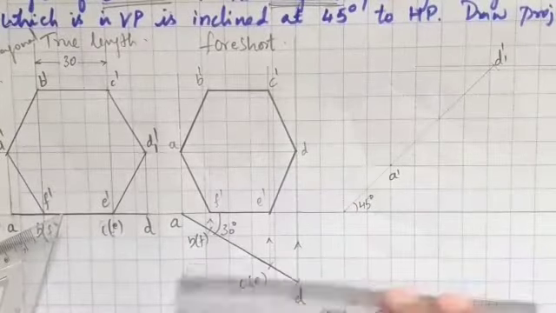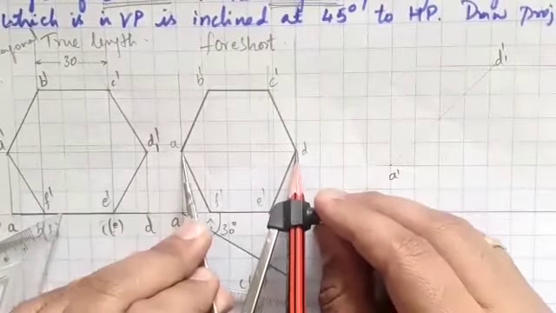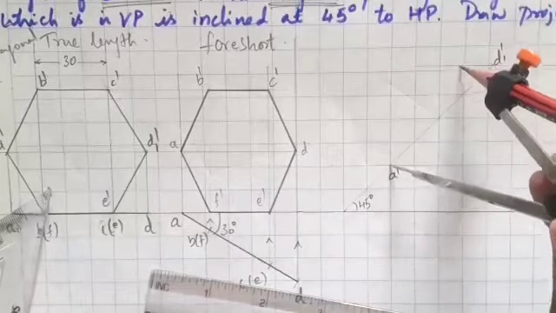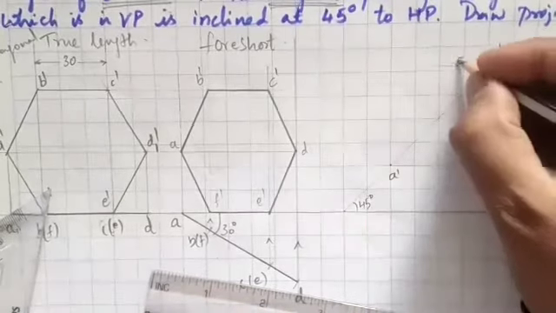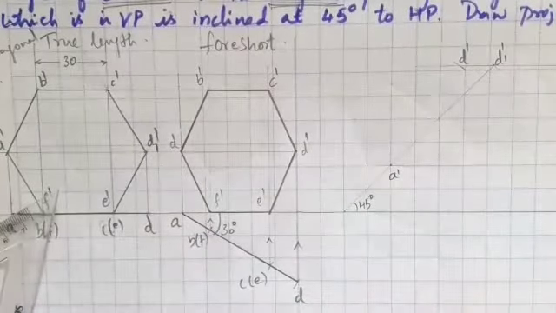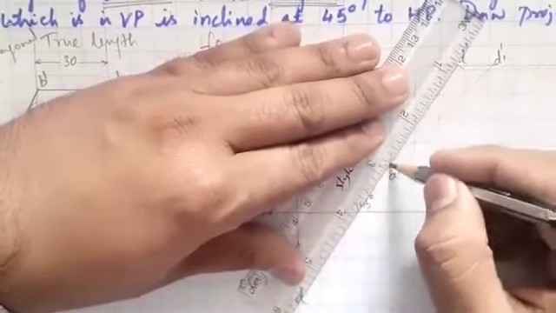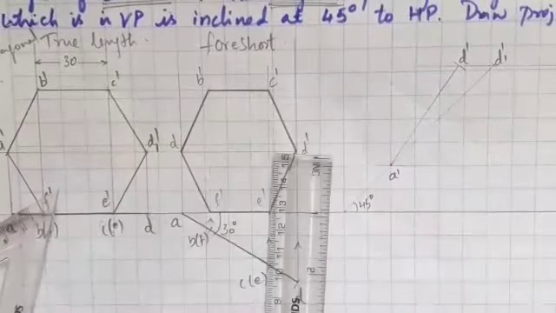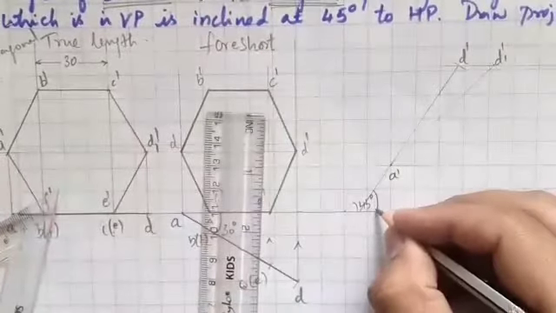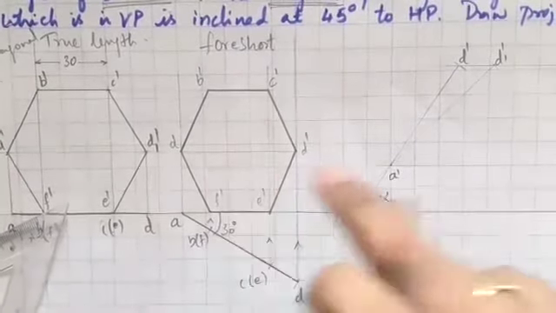Next, take the apparent length of the diagonal. What is apparent? The foreshortened length of the diagonal AD, that is approximately 50 mm. With A dash as center, I am marking D dash here. Now this is my new foreshortened length of the diagonal, which should be extended towards the XY line, and mark alpha. Now construct the same hexagon here.